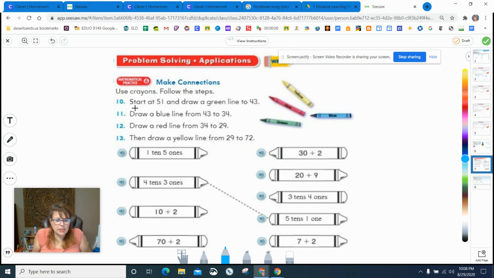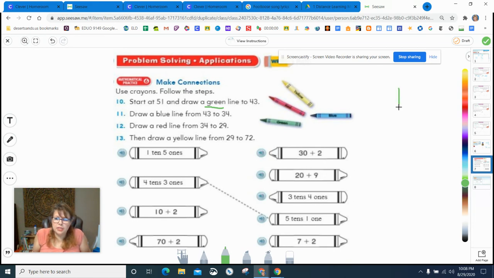So the first step, it says, start at 51 and draw a green line. Remember about following directions? This is the time that you follow. So you have to find 51 and you have to draw a green line. I'm going to change my color here so I can put a green line where it says green, line to 43. So my first step is I have to find 51.